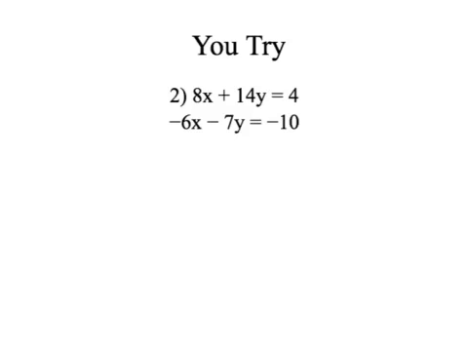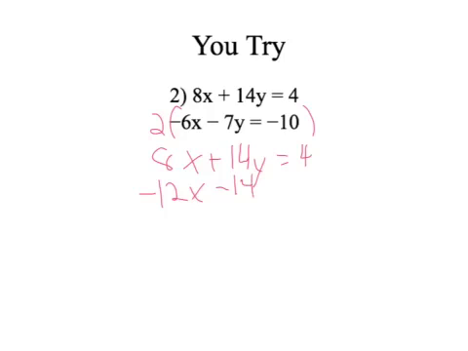The easiest variable in this problem to get rid of is going to be your y's, because you can multiply 7 by 2 and get it to be 14. So that means I need to multiply my bottom equation by 2. 2 times negative 6 is negative 12x. 2 times negative 7 is negative 14y. And 2 times negative 10 is negative 20.